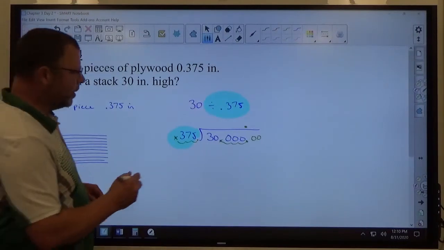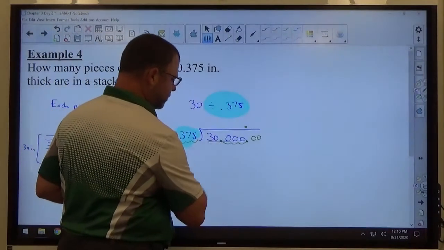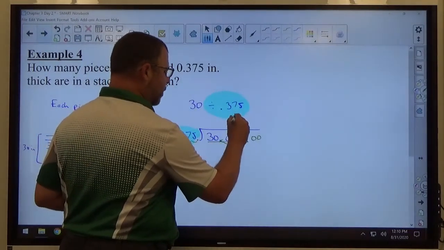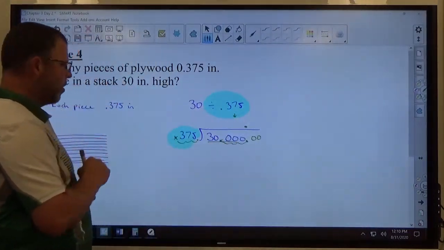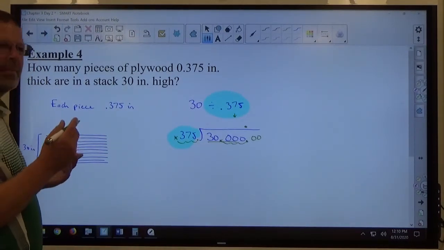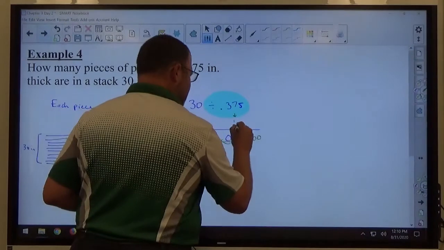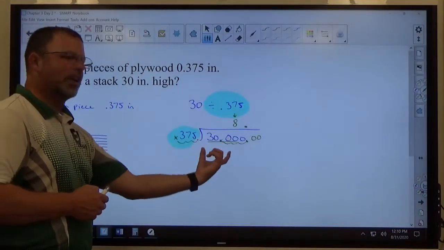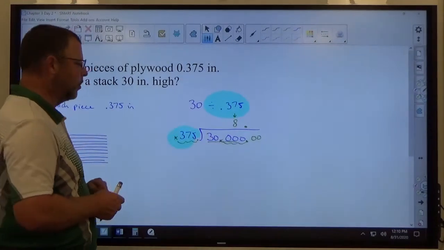375 does not go into 300, right? Not big enough. So I need to go into 3,000. So I'm going to begin my answer right here in the tens place. 3,000 divided by 375, I'm guessing 8. When you're dividing, a lot of times you're guessing, and as long as this is less than 3,000, pretty close to it, we're in good shape.